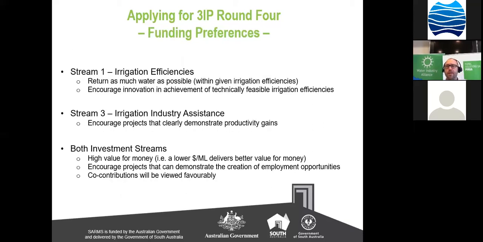So in terms of funding preferences, we're really talking about the competitiveness elements now of our round four. We want to see as much water as possible within the given irrigation efficiencies that you can achieve. We do want to see some innovation. With anything that goes into stream three, we need to see that you're able to achieve some productivity gains. We want to see your business doing better. But the critical element that's been used to assess throughout all of our rounds and will be in round four is the dollars per megalitre. So we're offering an average of $7,125 per megalitre in round four.